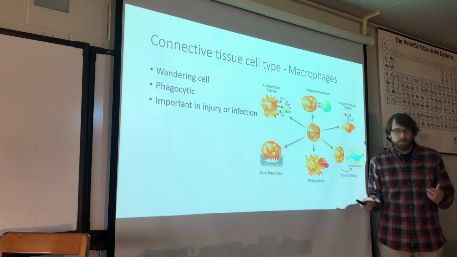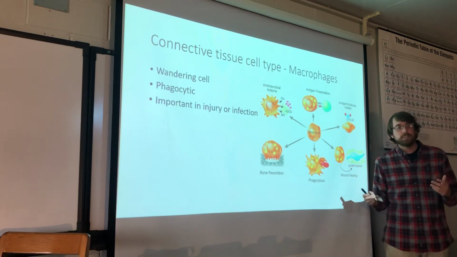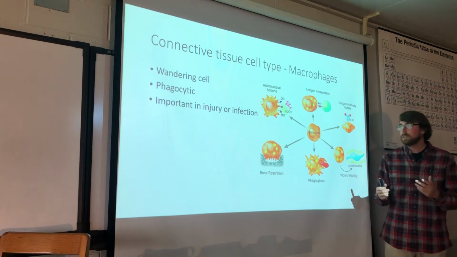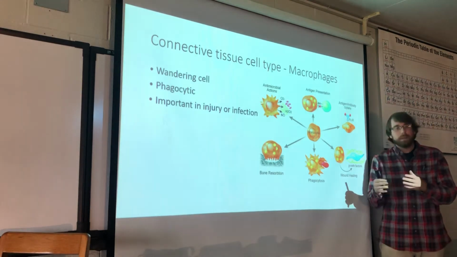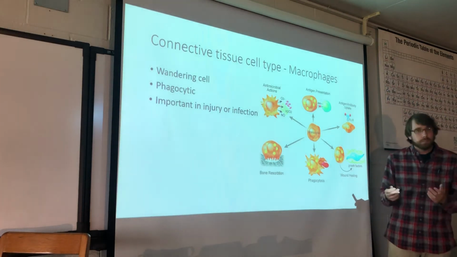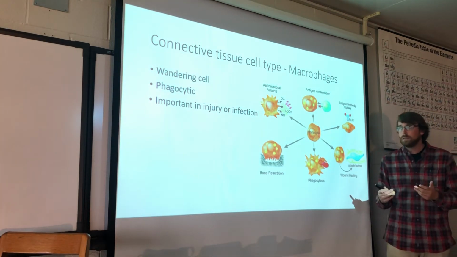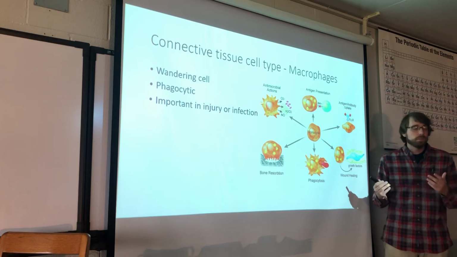Next, we have the macrophage. This is a wandering cell. This is a cell of your immune system. It's phagocytotic, which means it can gobble up bacteria, break them down in a lysosome. They're important in the injury and infection prevention.